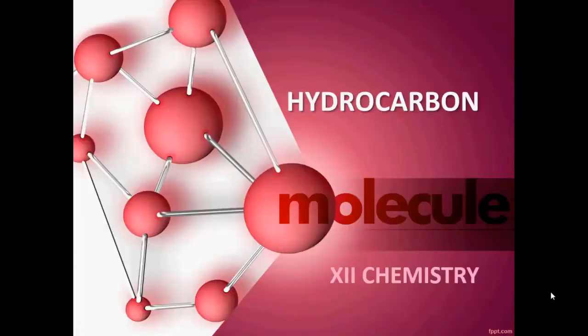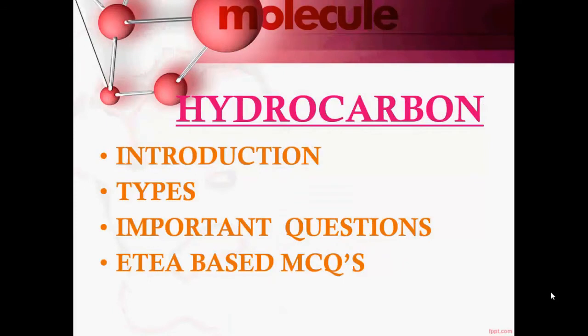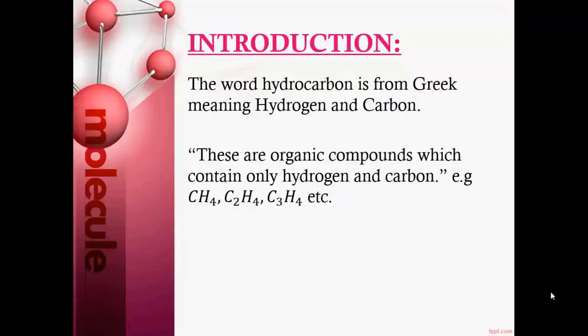Dear students, today my topic of discussion is from the second year textbook, that is hydrocarbons. In this topic, we will go through their introduction, types, important questions and ETA based MCQs. The word hydrocarbon is from Greek meaning hydrogen and carbon. So hydrocarbons are organic compounds which contain only hydrogen and carbon. For example, CH4, C2H4, C3H4, etc.